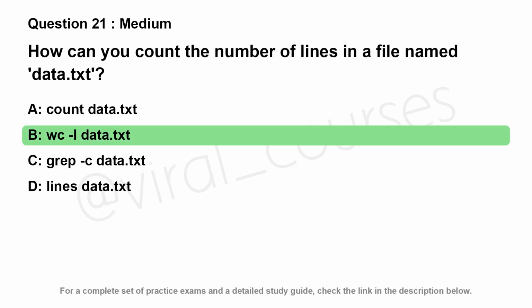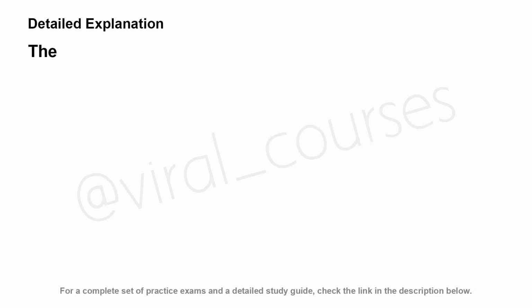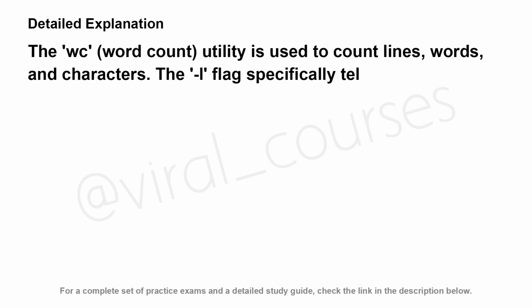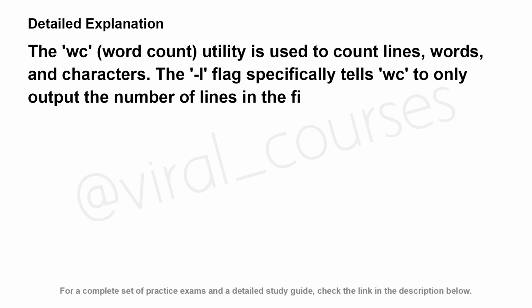The correct answer is B. The wc, word count, utility is used to count lines, words, and characters. The -l flag specifically tells wc to only output the number of lines in the file.